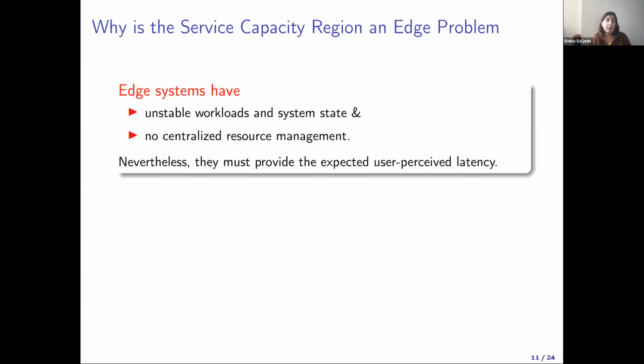So what is the service capacity region? Why is it relevant to edge? Why is it an edge problem? So edge systems have unstable workloads and system state, right? And this is something you probably have heard and know more about than even I do. And another is that there is no centralized resource management. So these are two main reasons. Nevertheless, they must provide the expected user perceived latency, right?